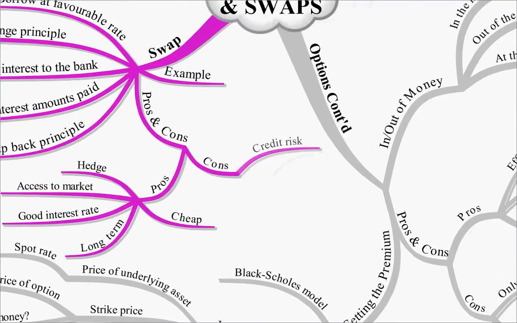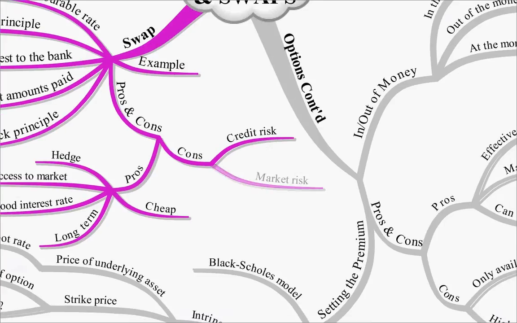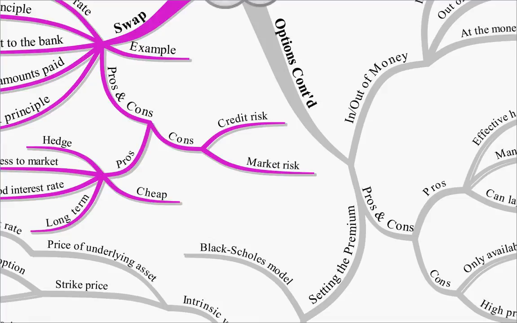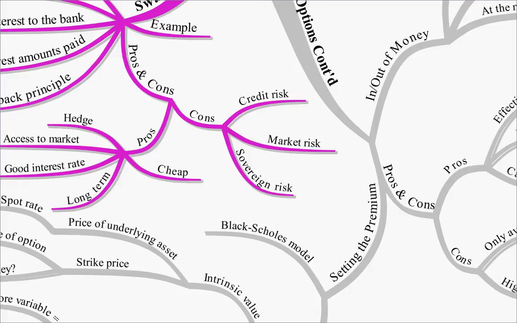On the downside, you have a credit risk if your counterparty doesn't pay what is due, and you have market risk, i.e. if the market rates go against you, it could actually harm you. Also sovereign risk, i.e. that a country gets into trouble and their foreign exchange currency goes very far down, and that could affect the value of your swap.